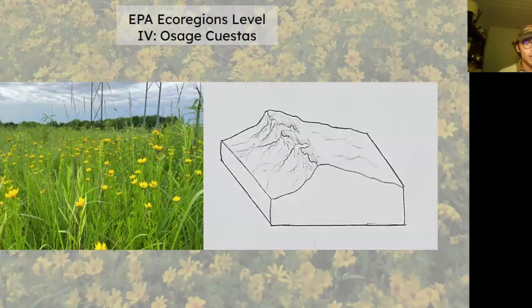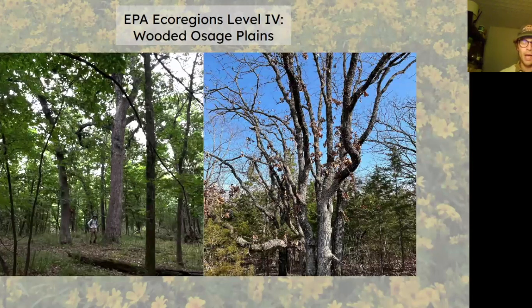One being the Osage Cuesta, these undulating hills with a very steep eastern side with a gently sloping western face with prairie and wooded affinities. The wooded Osage Plains, which has lots of really cool glades and barrens with cacti and scorpions and prairies and forests and just a very cool but topographically pretty flat sedimentary rock base.